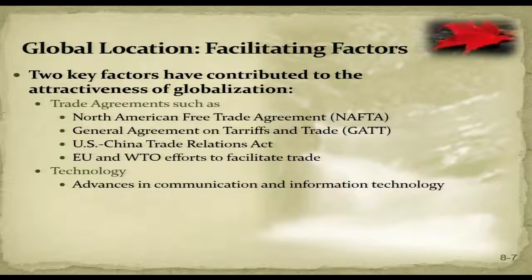And also the General Agreement on Tariffs and Trade. The U.S. and China have had a trade relationship for so many years. And the European Union, as you are so familiar with, facilitates trade, and Germany benefits a lot from these agreements because Germany is the leading manufacturing country in Europe, right? And the WTO, what does WTO represent? World Trade Organization.